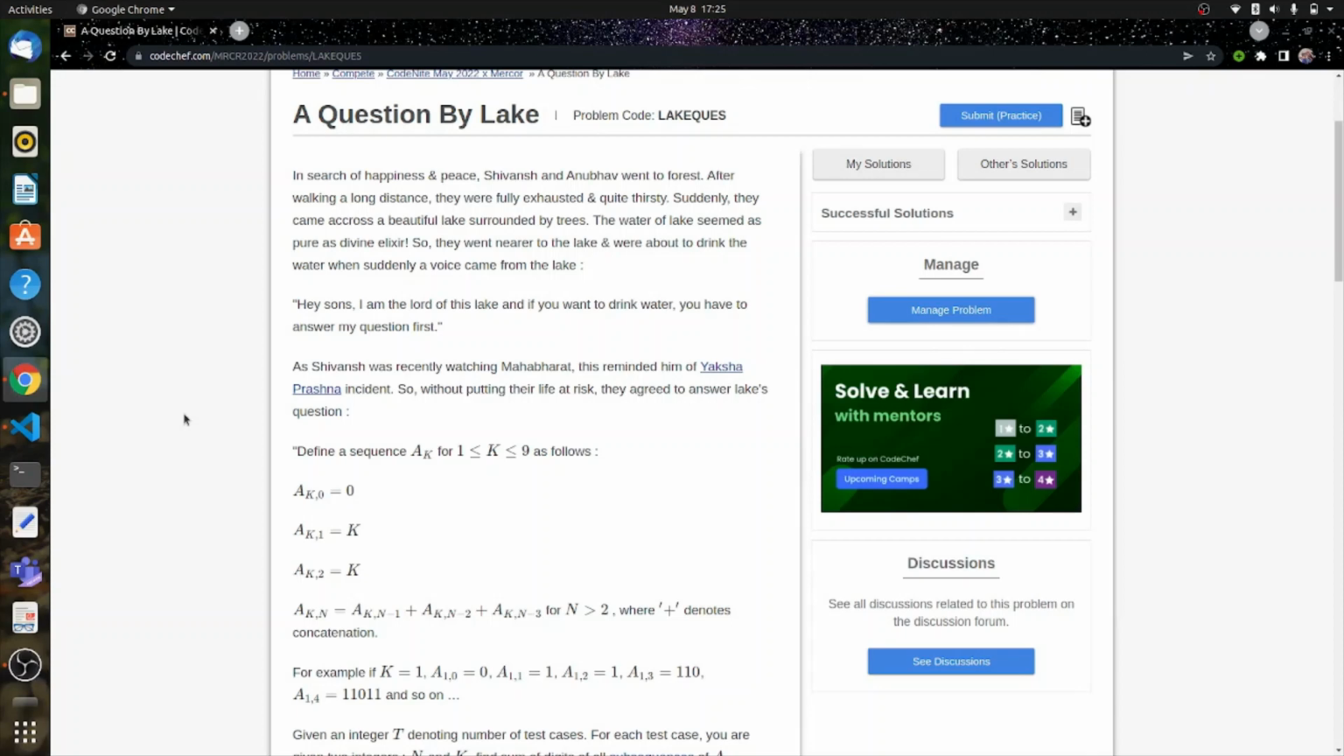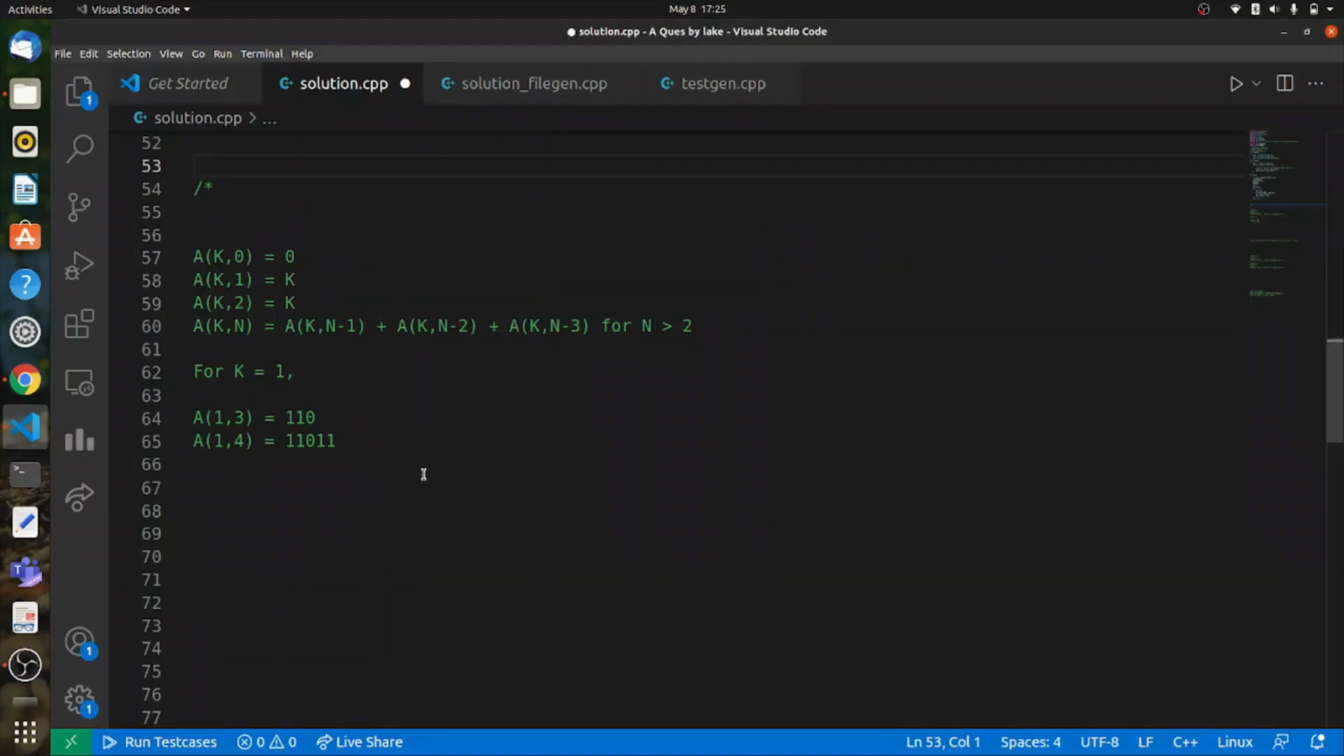I am going to discuss the video editorial for the problem A Question by Lake. So first of all, let me explain you the summary of the problem statement. Basically we are given a sequence AKN which is defined as follows. AK0 is 0 and for AK1 and AK2 it is K, and for all values of n greater than 2 it is the concatenation of the previous 3 values.